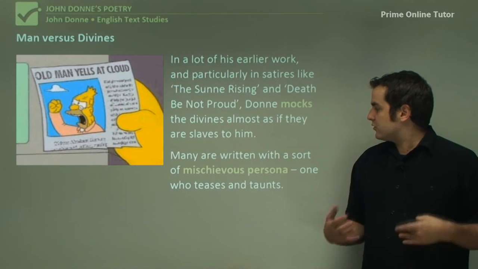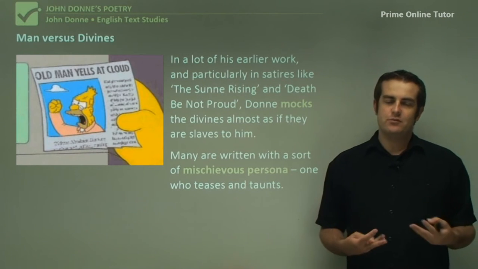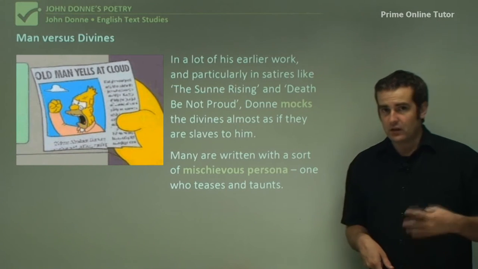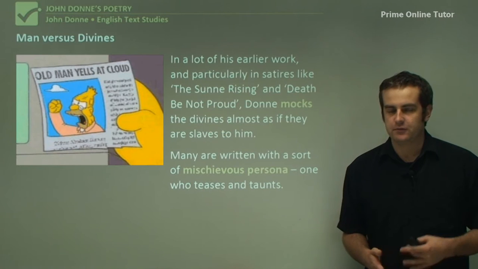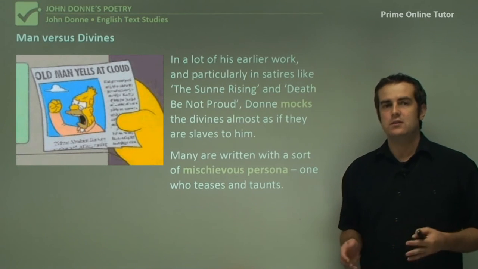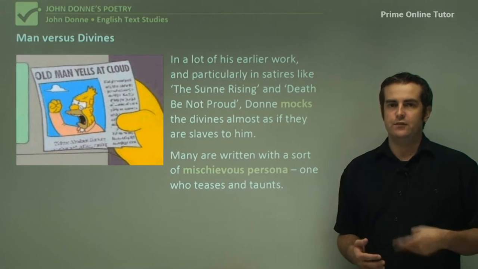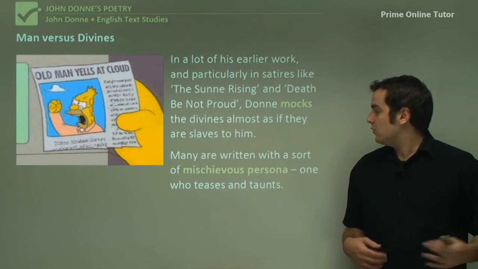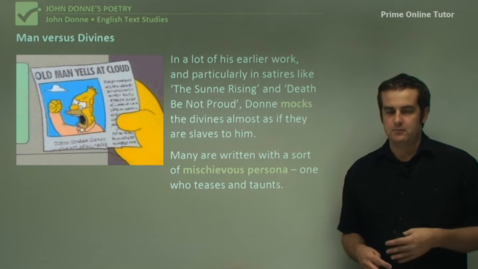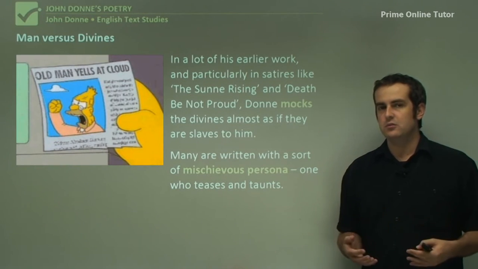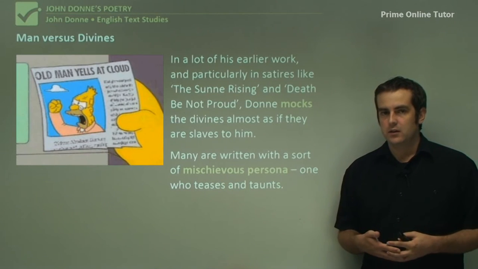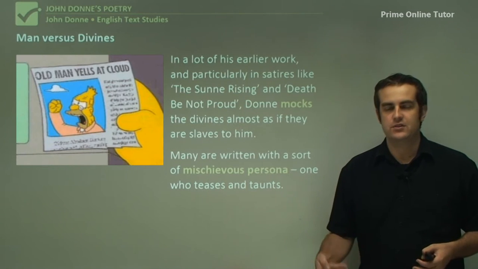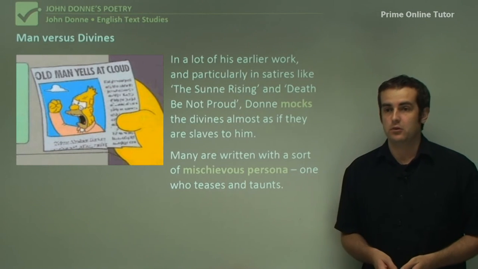And they are written with a sort of mischievous persona, one who is a sort of schoolyard bully. He teases and taunts a bit. And through this combination of satire, as well as his own divine and spiritual ideas and his own ideas of belonging, we certainly get this idea of someone who, because he is attuned to his faith and does believe, believes that he can, through his faith, conquer things such as death, such as even the sun rising in the morning.